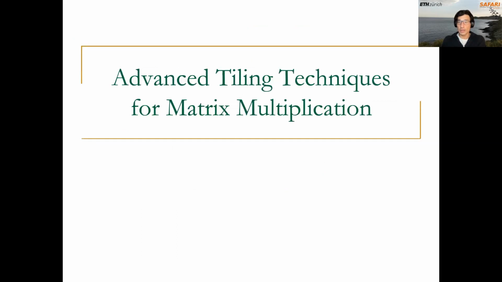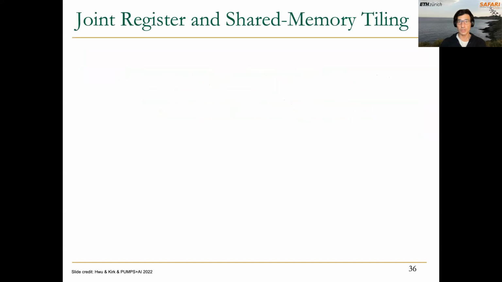Now that the way of transforming a convolution layer into a matrix multiplication is clear, we are going to go into the advanced tiling techniques for matrix multiplication. This is something that we explained briefly in the previous lecture. We are going to cover it today with more detail.